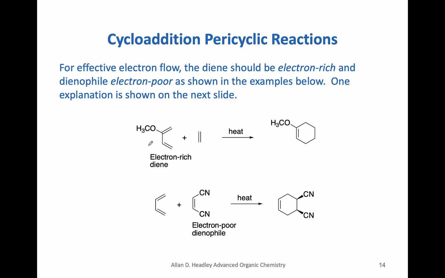Let us look at substituent effects on the diene and the dienophile. It was discovered based on different experiments that for effective electron flow, it's best to have an electron-rich diene and an electron-poor dienophile. So in other words, the diene should be electron-rich. That's the diene. And the dienophile should be electron-poor.